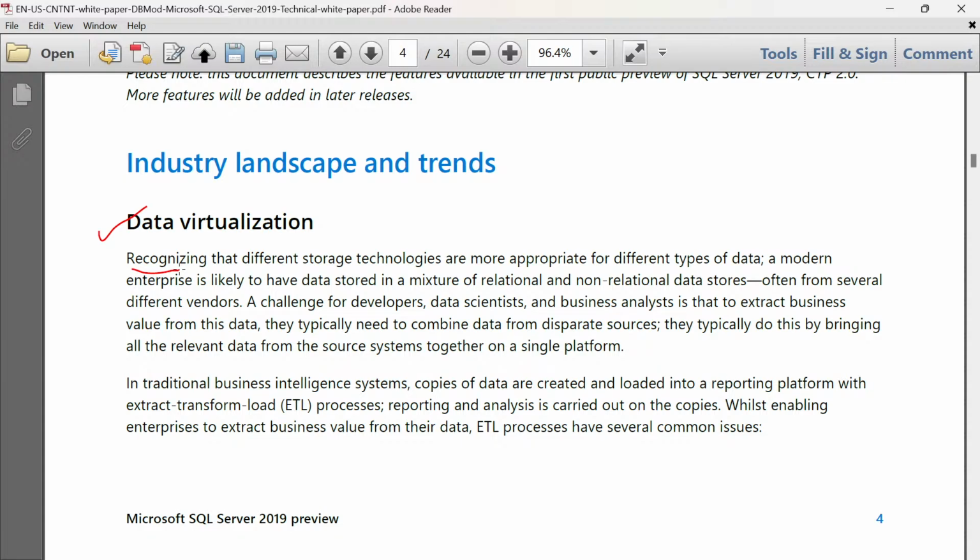Now, coming to the format of data, it's talking about a mixture of data, like relational data and non-relational data. Now, what is relational and non-relational data?